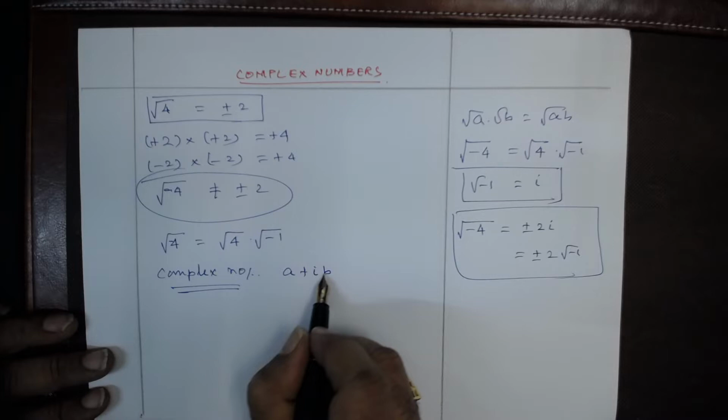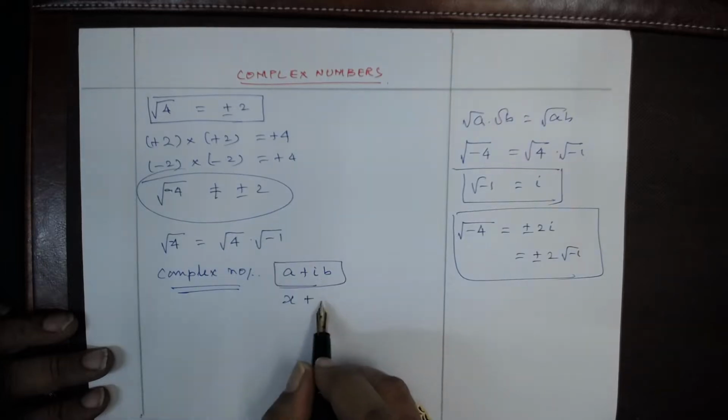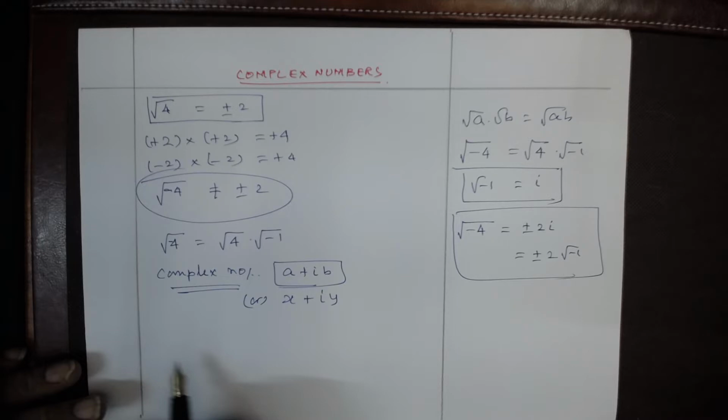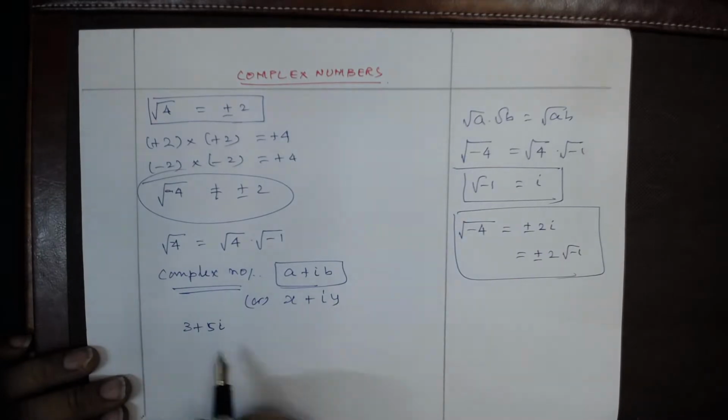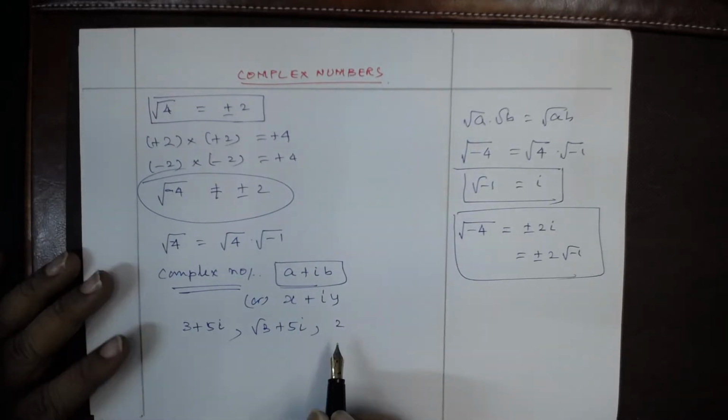Some authors write it as x plus iy also. For example, you can have 3 plus 5i and root of 3 numbers only. Even if you put 2, that is nothing but a complex number. A real number can be written this way, and the entire complex number set can be called the universal set.